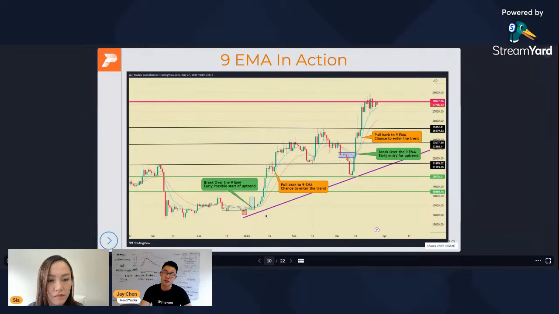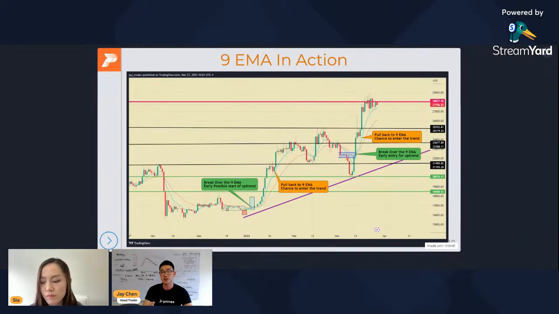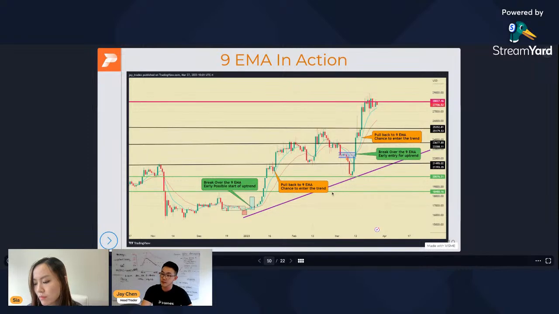So for the exponential moving average, this is more for medium-term trading, right? Because it is quicker, like we talked about, versus the simple moving average. So this is for short-term swing trades, 1 month to 3 months.